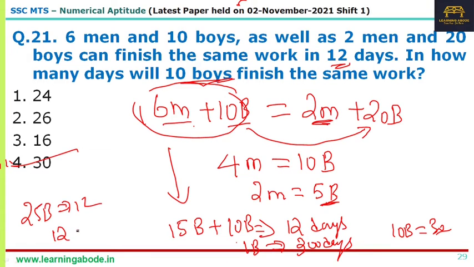Or the moment you have 25 boys and 12 days, you can write 12 into 25 by 10. Whichever way you want, you can solve this. Anyhow, the answer is option 4, 30, for question number 21.